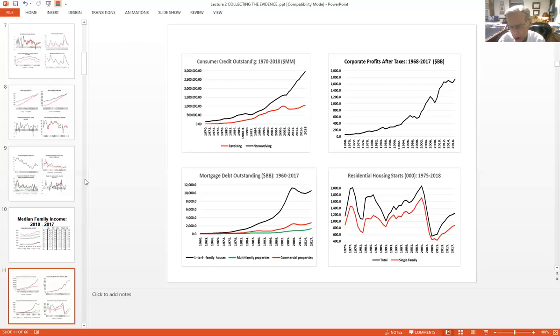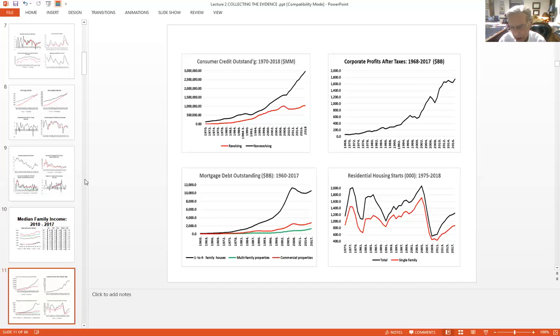first declined and then sort of held stable. So the offset is the black line, which is non-revolving credit. This is loans for cars. It includes, among other things, your student loan and lots of other installment debt. And consumers essentially have found ways to take installment credit to offset the unavailability of revolving credit.